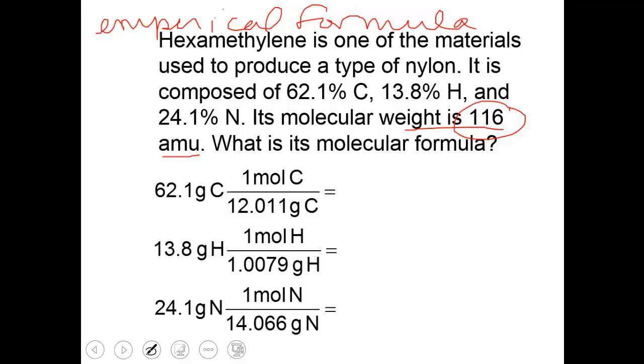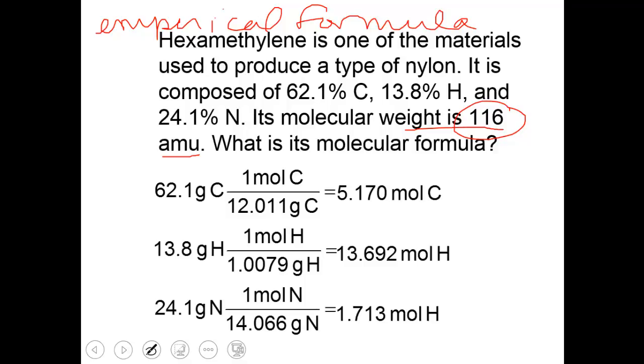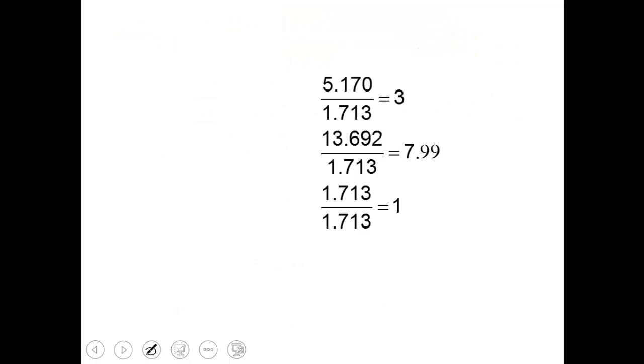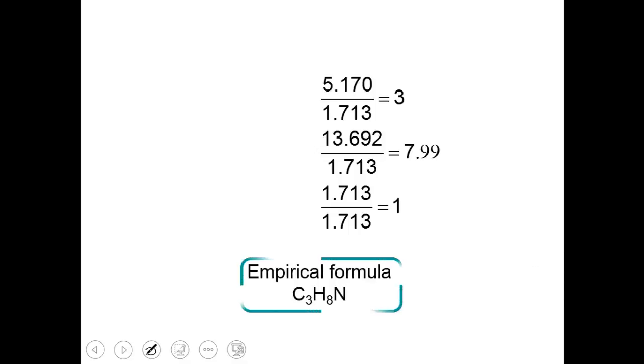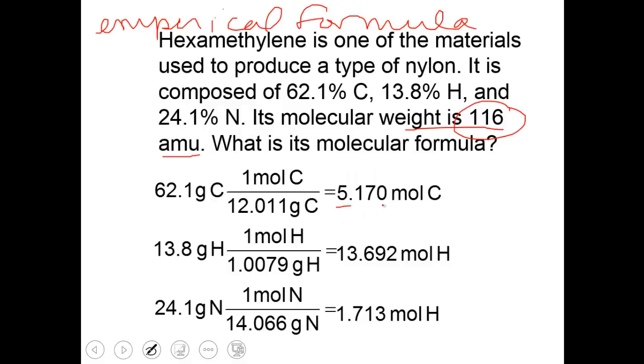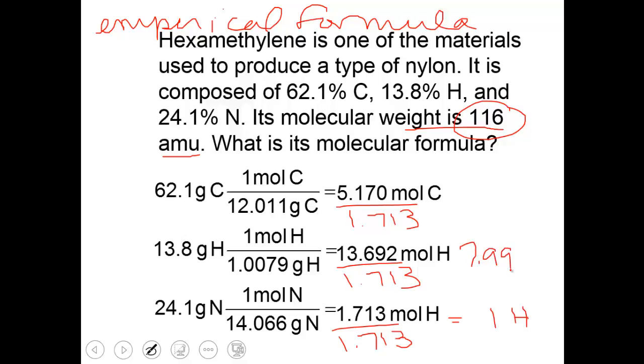So, of course, get everything into moles. I did that using the molar masses. Divide by the smallest number of moles. So here I'm going to divide by 1.713, 1.713, and 1.713 to give me 1 H, okay? And I'm going to have 7.99, oops, that was nitrogen. Wow, major typo there. Bad teacher.